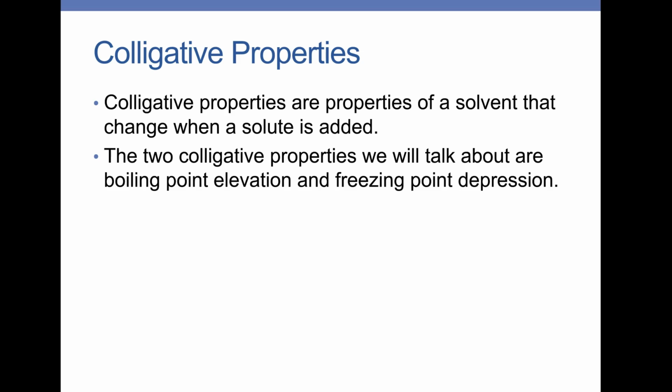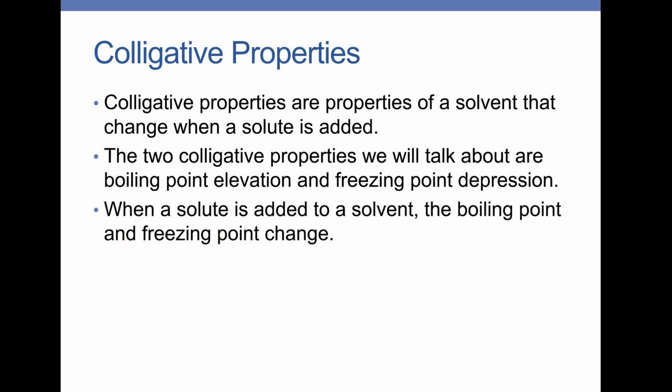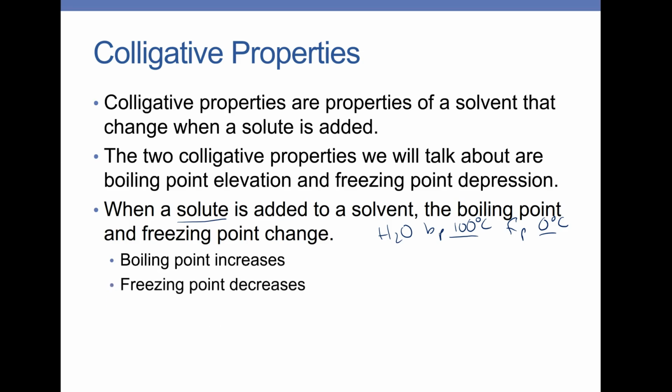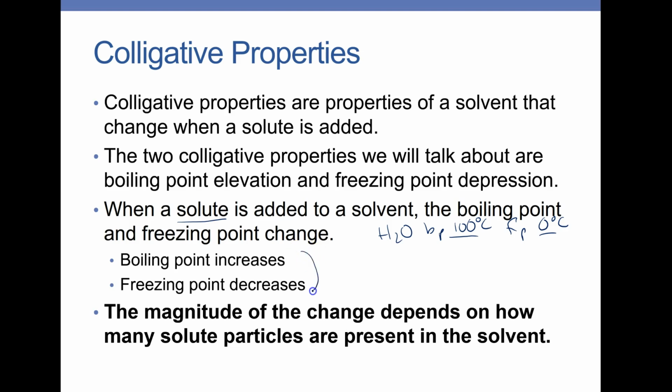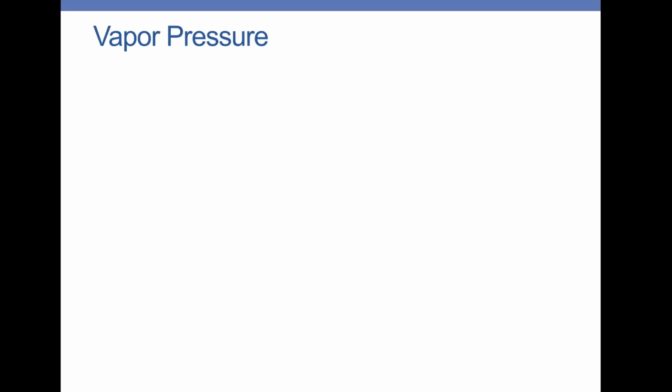What happens when you add a solute to a solvent, the boiling point and the freezing point change. So if you are looking at water, water normally boils at 100 degrees C, and it freezes at 0 degrees C. But when we add a solute like salt or sugar, these numbers actually change. Boiling point goes up, freezing point goes down, and the magnitude of that change, how big the change is, depends on how many solute particles you have present in the solvent, and we will talk about that when we get to calculations.